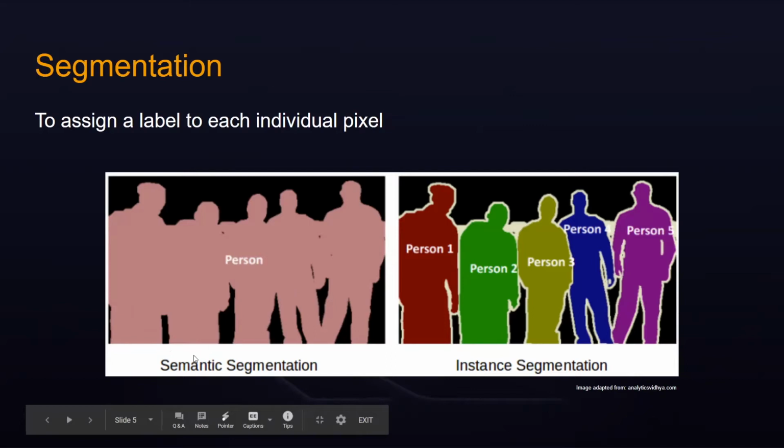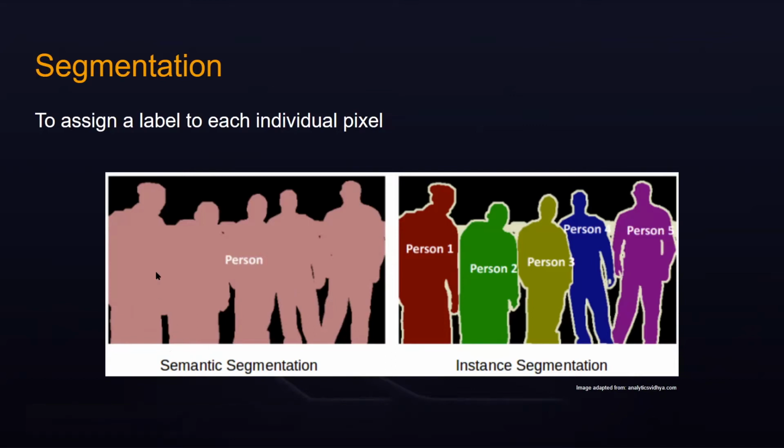In semantic segmentation, we don't care about different objects of the same type, and we consider them as one class, as you can see in this example. But in instance segmentation, we care about different instances of each category. So in this case, we have 6 labels or classes, 5 for different people and 1 for the background, while in semantic segmentation, we have only 2 labels, 1 for the people and 1 for the background.